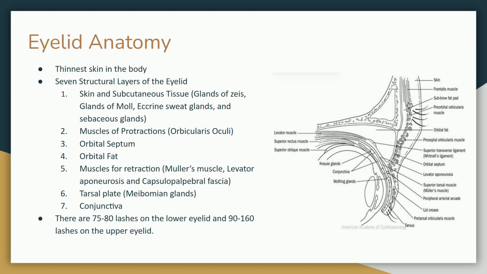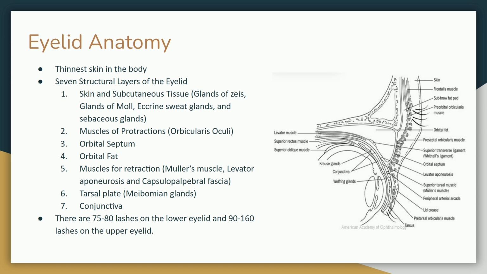There are 7 structural layers of the eyelid. It starts off with your skin and your subcutaneous tissue, and within your subcutaneous tissue are your glands of Moll, your glands of Zeis, as well as your eccrine sweat glands and your sebaceous glands. Under that would be your muscles of protraction. The main muscle for that would be your orbicularis oculi, and then your orbital septum, and then your orbital fat. When you have any eyelid penetrating lacerations, when you are determining if it's gone through the orbital septum, the most common identification is if you see the orbital fat layer.